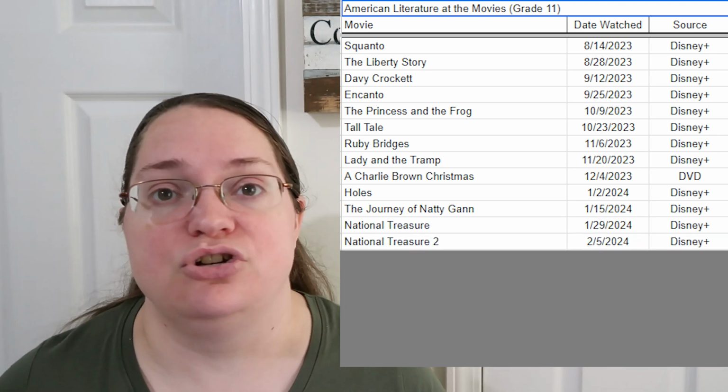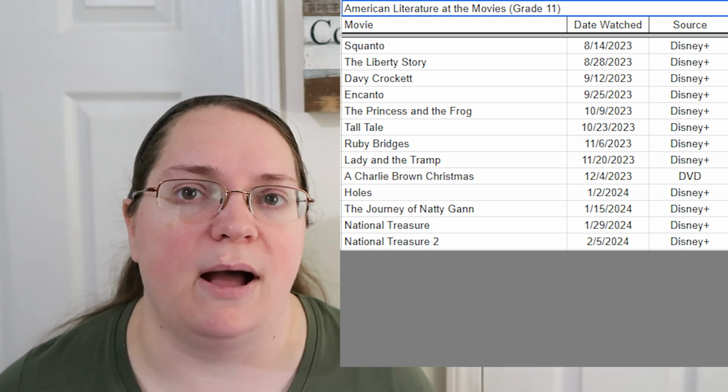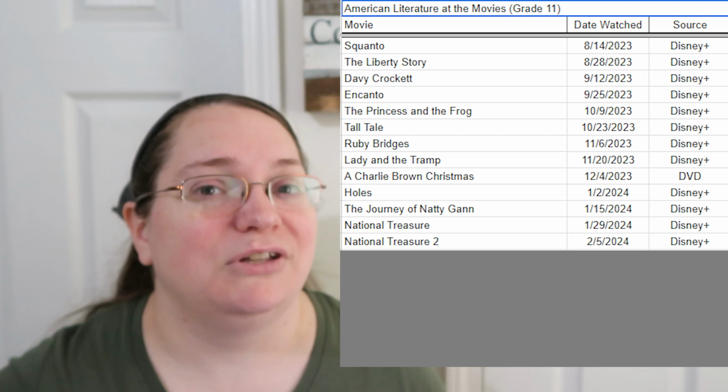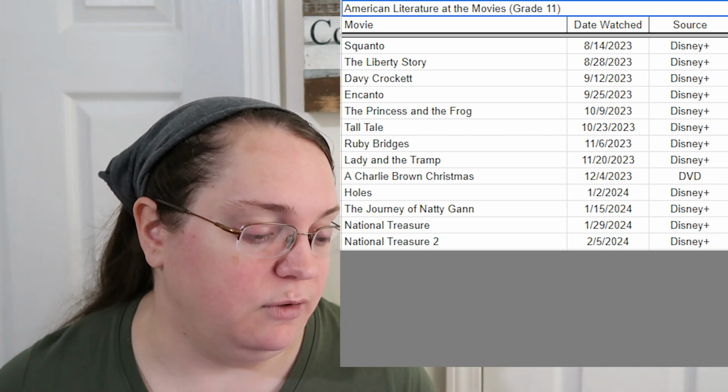National Treasure and National Treasure 2 are just two really fun movies that, I mean, of course there's not a map on the back of the Declaration of Independence as far as we know, but it's still really fun to watch, and they still have historical moments that they talk about in those two movies.